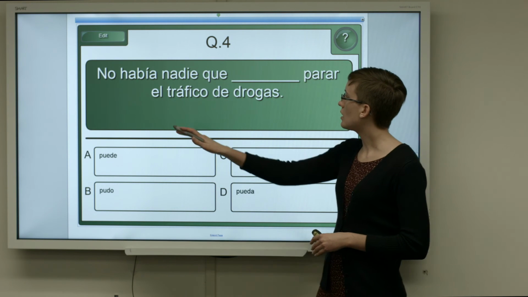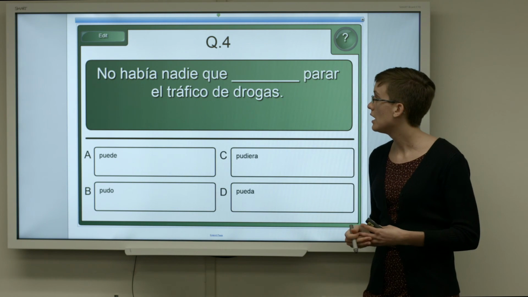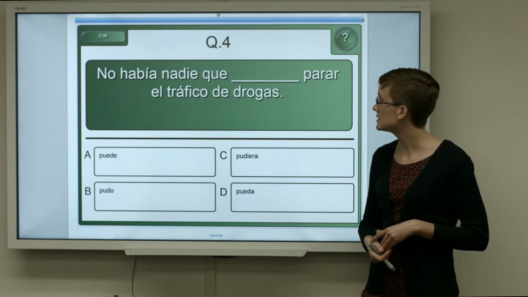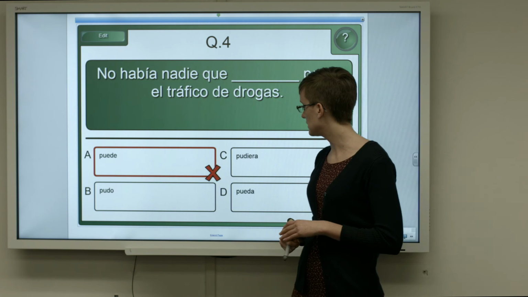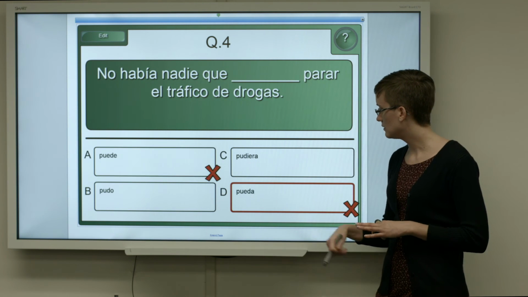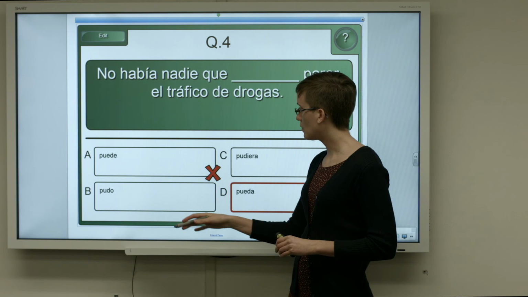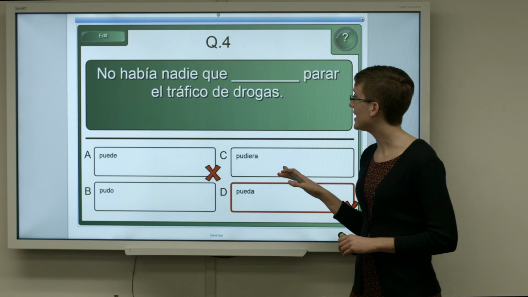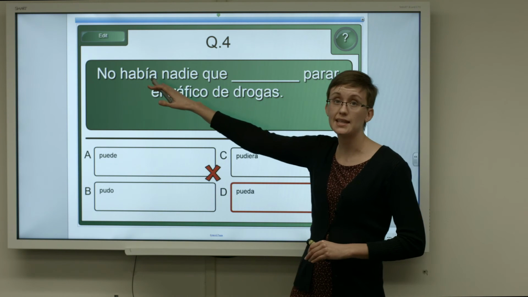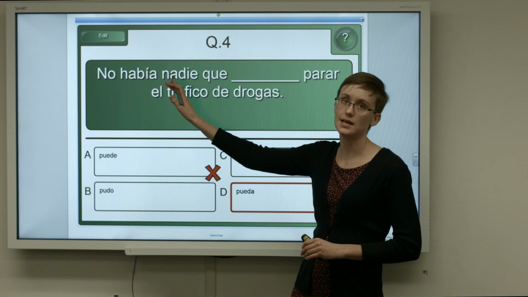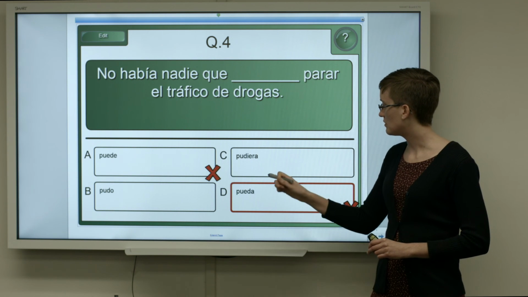So our clue here is the verb había. It is in the imperfect tense, which is a past tense. So we can rule out puede, because that's present. We can rule out pueda, because that is present subjunctive. So we are either going to go with pudo or pudiera. And we're making a negative statement. We are saying that this person does not exist. So we are going to use the imperfect subjunctive pudiera.